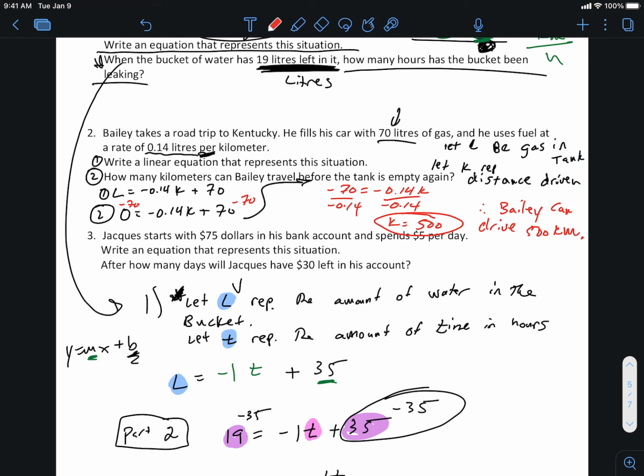Okay? I'm going to save number 3. It's the same thing. You're identifying how much money is in the bank account. That's your starting value. Or B, you're spending 5 minus 5T or X or whatever. 5 per day. Okay, does anybody have any questions?